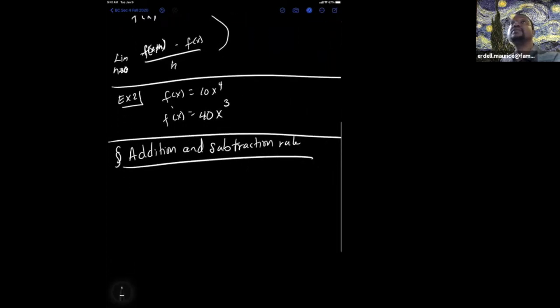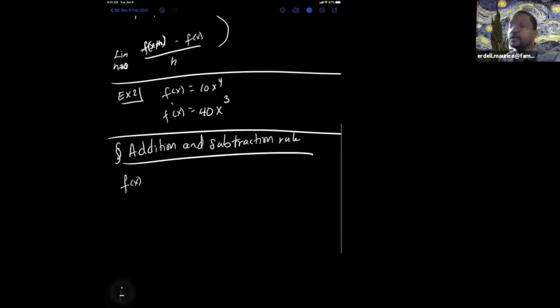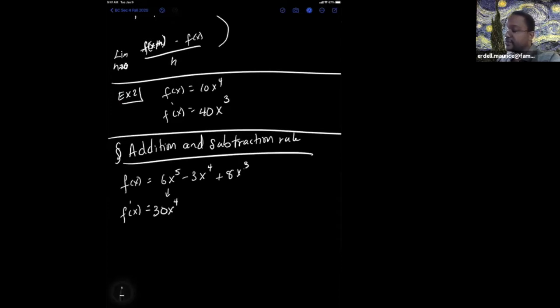And that rule simply states that if I have a function where all the pieces are being added or subtracted together, and I want to find the derivative of the entire function, I simply need to find the derivative of each piece. So this piece right here, 5 times 6 is 30, x to the 4th power. Negative 3 times 4 is negative 12, x to the 3rd power. I'm reducing the power by 1. 8 times 3 is 24, plus 24x squared.